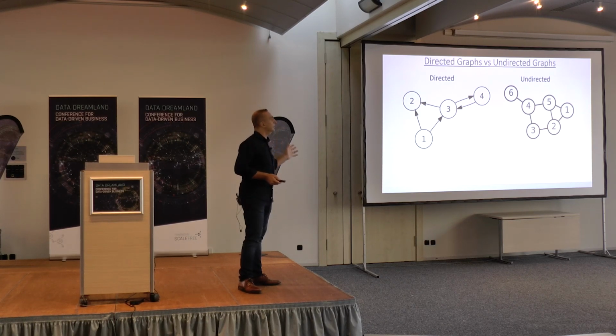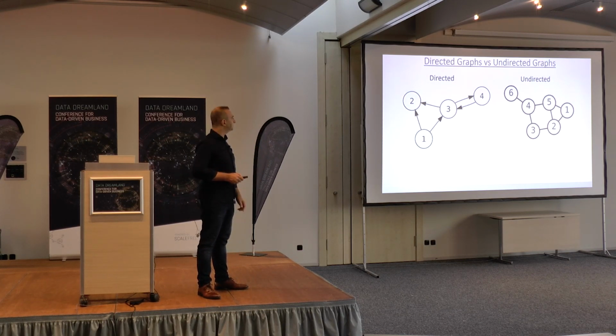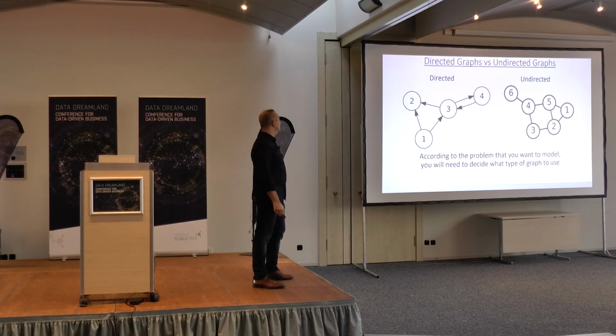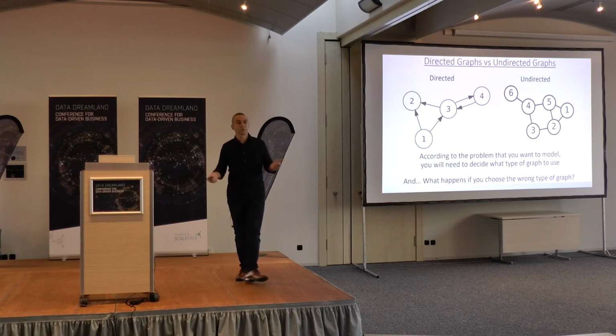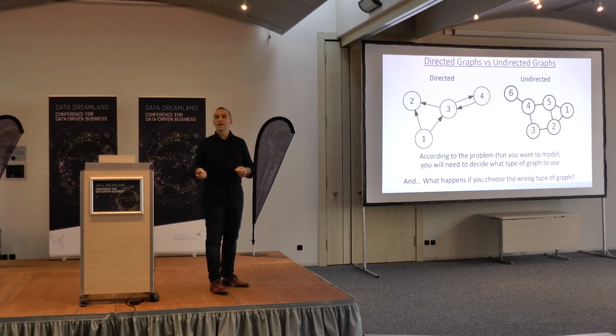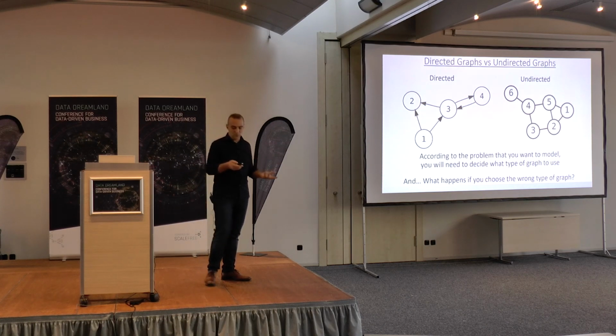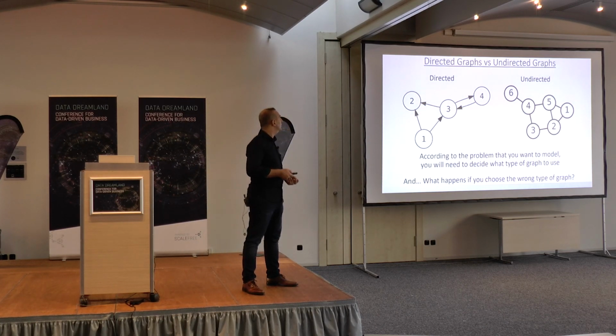Directed have arrows. Undirected are basically lines that you can cross in both ways. According to the problem that you want to model, you will need to decide what type of graph to use. And what happens if you choose the wrong type of graph? Well, if you are in a city center which has one-way streets, and you choose to model the problem with an undirected graph, at some point the driver will receive an instruction, turn right, and you cannot turn right because it's a one-way. So if you model a city center with undirected graphs, your model is not good, and someone will say, okay, this application doesn't work. So you need to choose the correct model whenever you are using graphs.